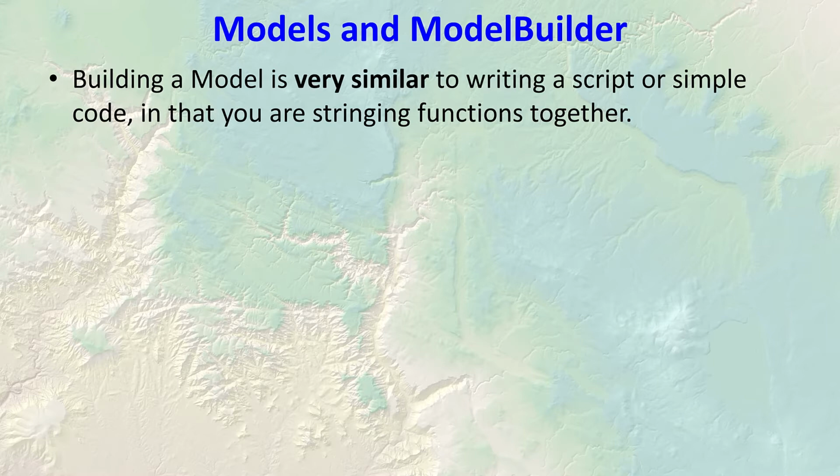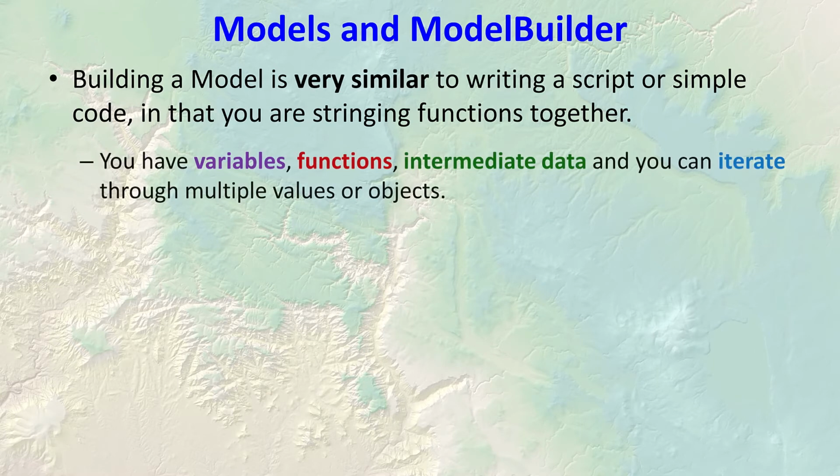You're not actually writing anything out, but you do have variables, and you have functions, you have intermediate data sets that get changed and added and deleted through the course of the process. You can also iterate through different features. You can make loops where you're just doing something a certain number of times. And in this sense, it's very similar to a coding language.